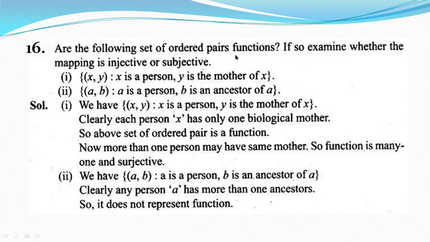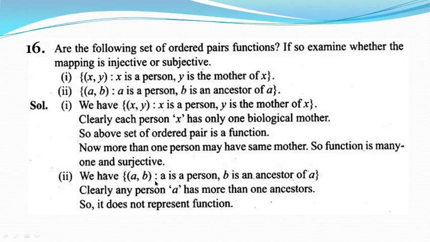16. Are the following sets of ordered pairs functions? If so, examine whether the mapping is injective or surjective. Injective means one-one and surjective means onto. First part, (x, y) is the ordered pair, x is a person and y is the mother of x. Now, clearly each person x has only one biological mother. So the above set of ordered pairs is definitely a function. Now more than one person may have the same mother. So the function is many-one and it is surjective as well.